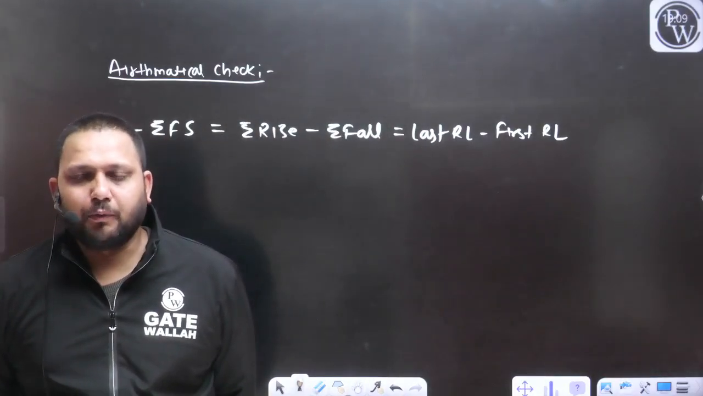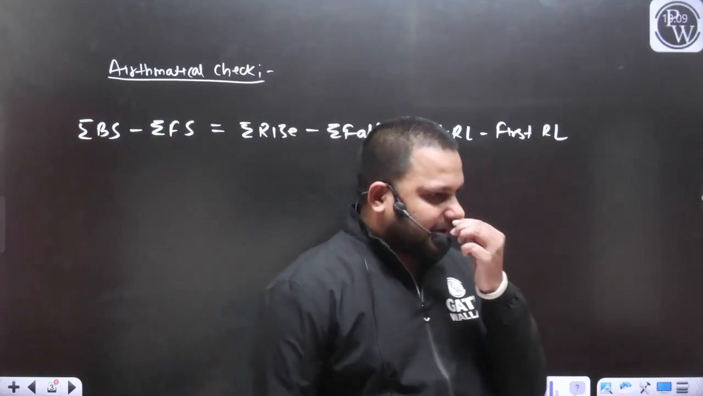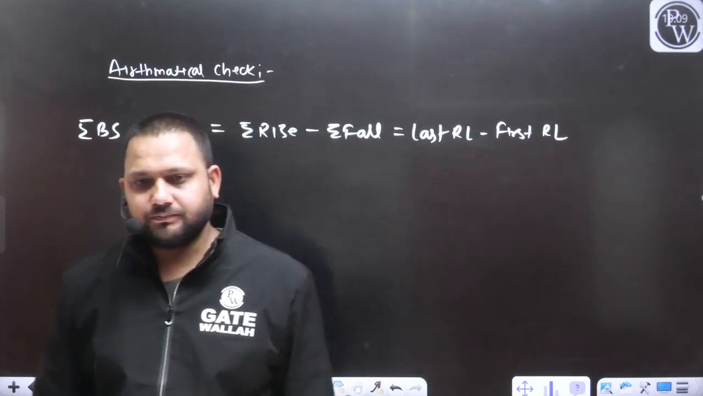I hope now you got the point. And any individual error we can find out with the help of that basic concept: error will be equal to measured value minus true value.